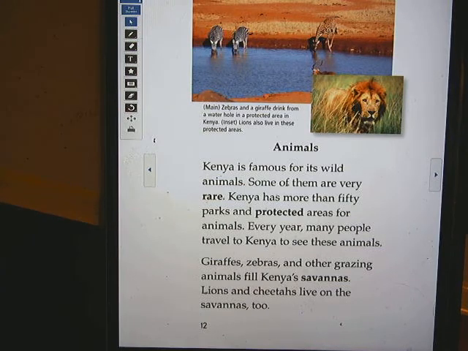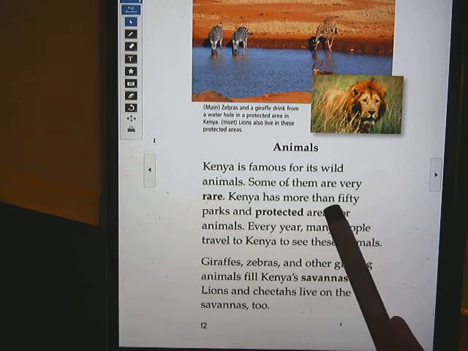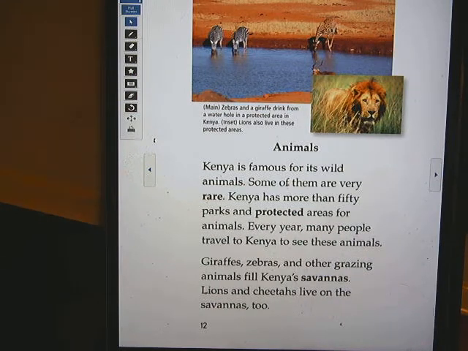Animals. So now the heading is animals, and we're going to talk about animals that are specific to this area. Kenya is famous for its wild animals. Some of them are very rare. And we talked about that word rare yesterday. Rare means to be uncommon, and the prefix un means not. So uncommon means they're not common. Kenya is home to many animals that are not common, not things that you would just see every day.